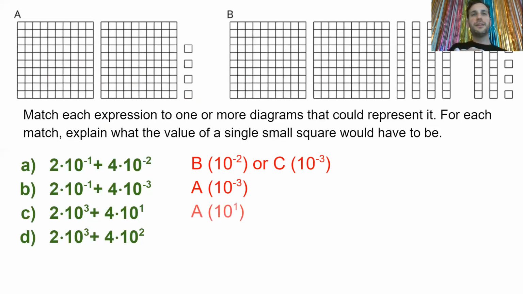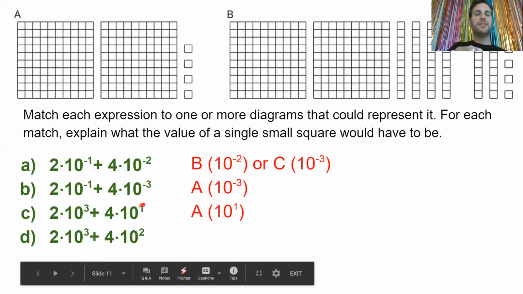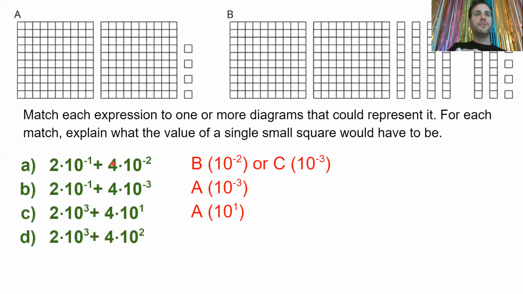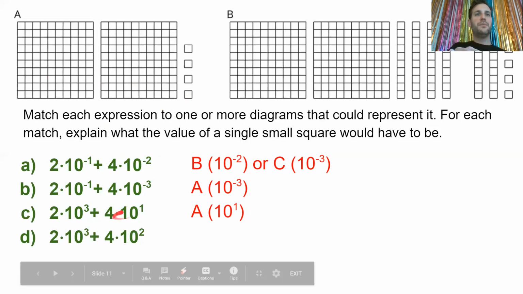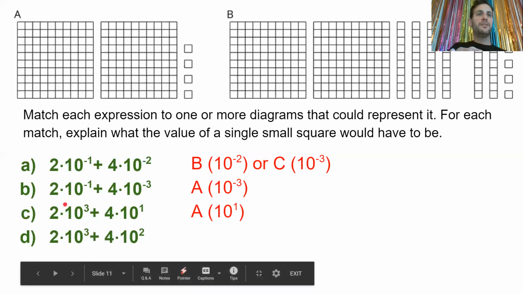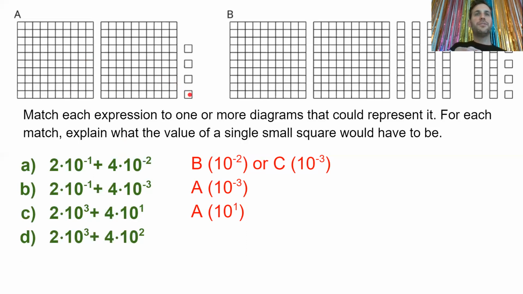The third one, again, can only be A. You might notice that here the power of 10 is different by 2, whereas here it was different by 1, and here it's different by 2 again, so that's why it's A and not B or C. Here, in order for this to be 4 times 10, or 40, plus 2 times 1,000, so 1,040, each of these would have to represent 10 for each of the little blocks.